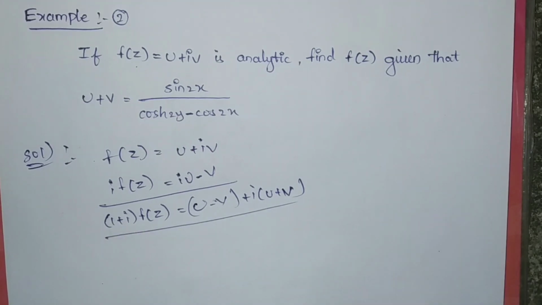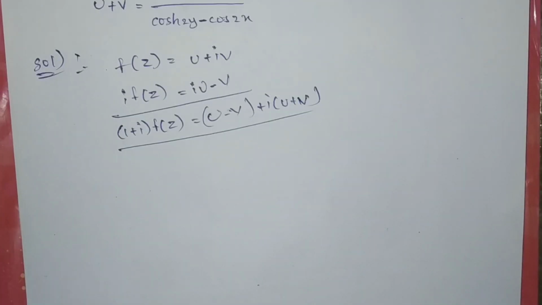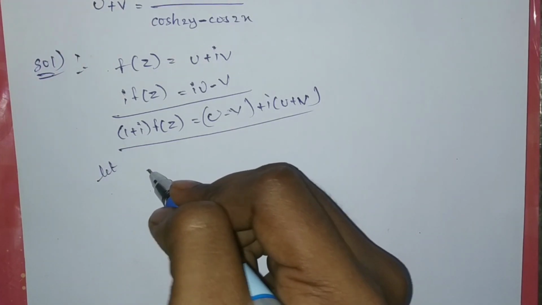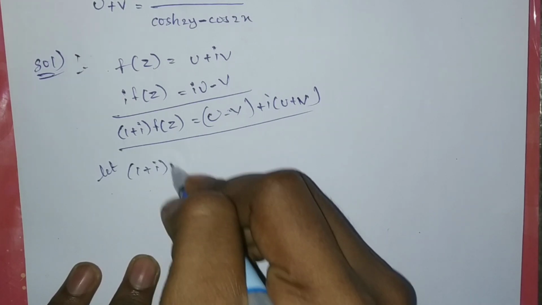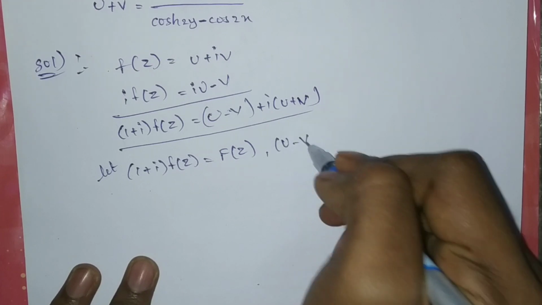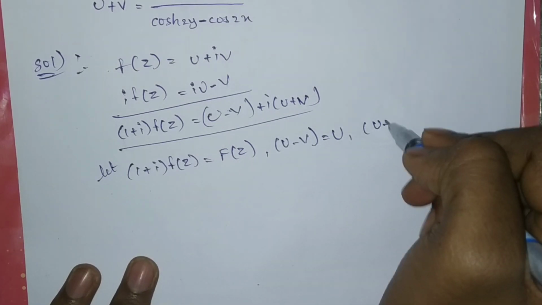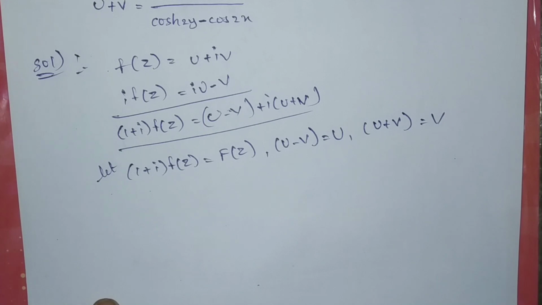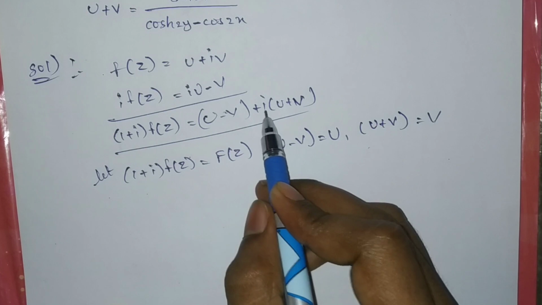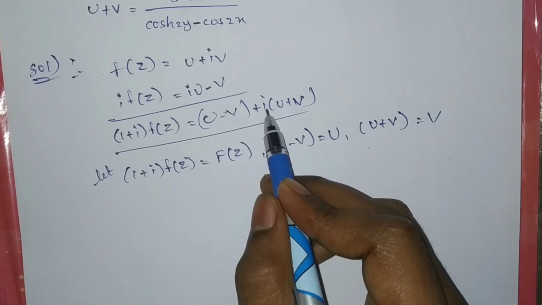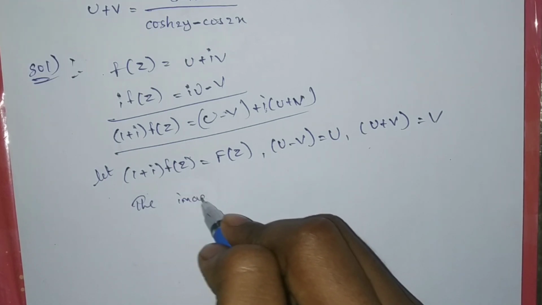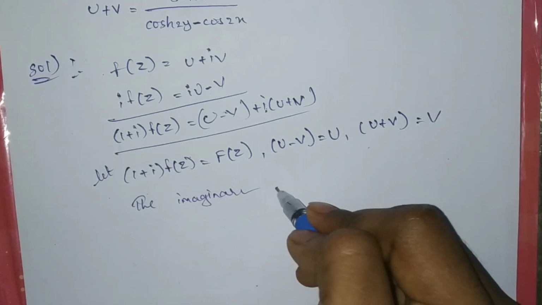If you see the example, we are doing the same as here. Assume (1 + i) f(z) = F(z), u − v as capital U, and u + v as capital V. In the question they have given u + v, which is the imaginary part. The imaginary part is given.